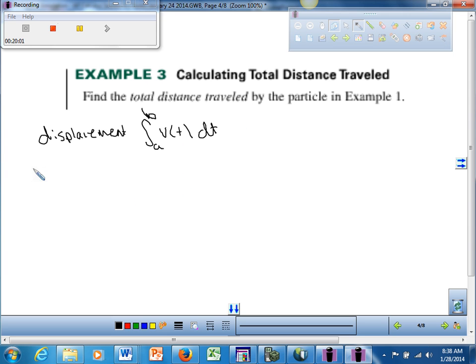So, total distance would be the integral from a to b of speed. And how is speed related to velocity? Absolute value. So to find total distance from a to b, we would integrate the absolute value of v of t.